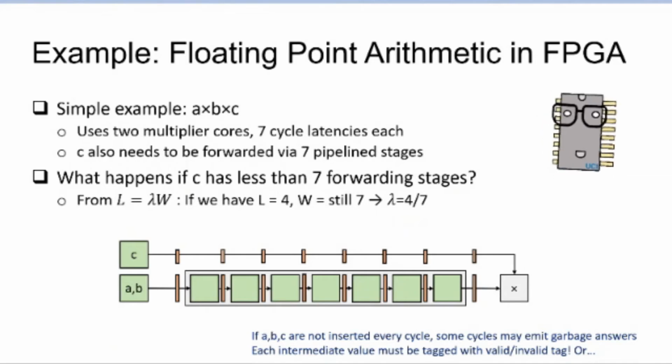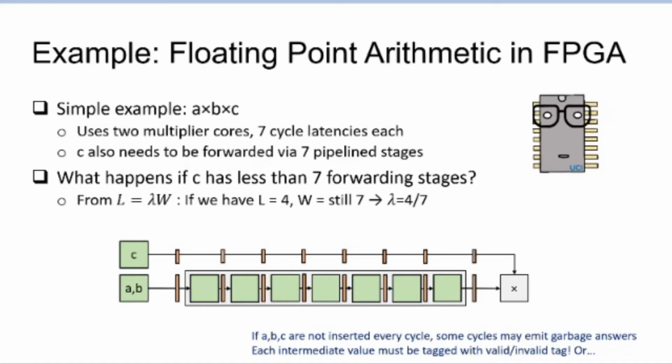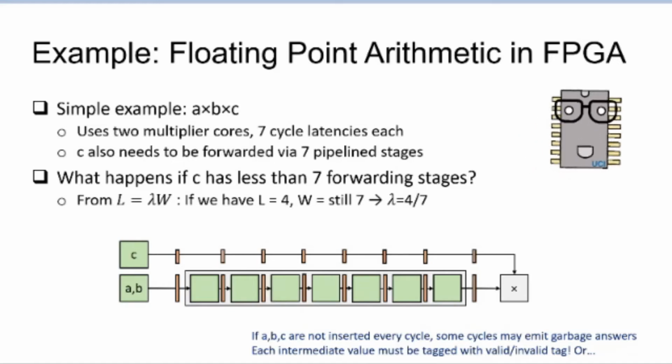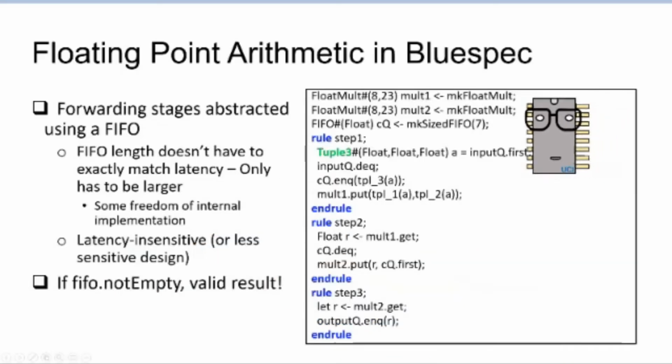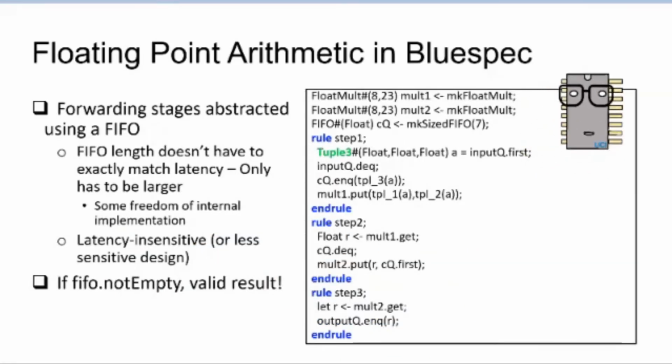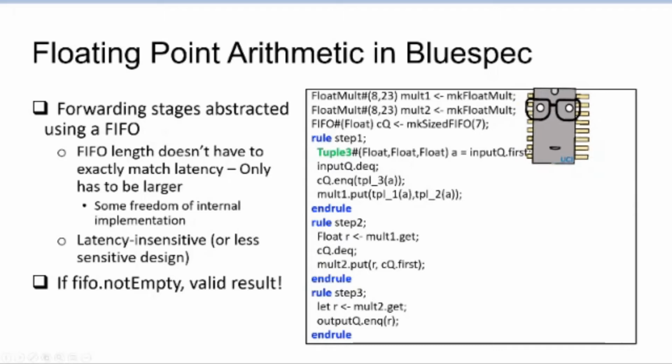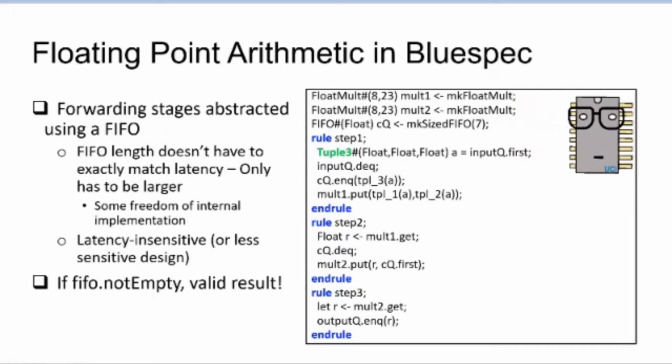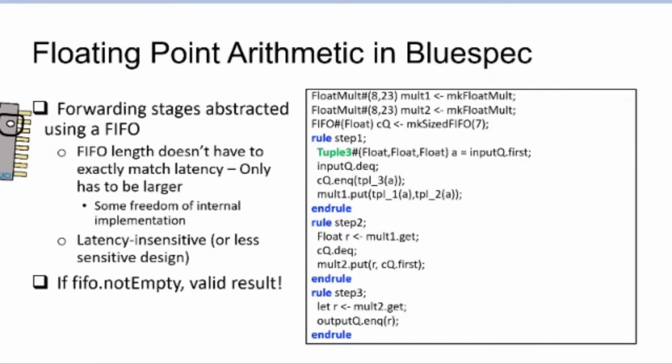At least at our level right now, it's not very often that you actually have to do this analysis. This example is just given to show the impact of having imbalanced pipelines. At our level, most of the time what we'll try to do is just have balanced pipelines. So in order to do that in a simple way, without having to create 7 pipeline registers by hand, inside at least BlueSpec, we can abstract the forwarding stages using a FIFO.